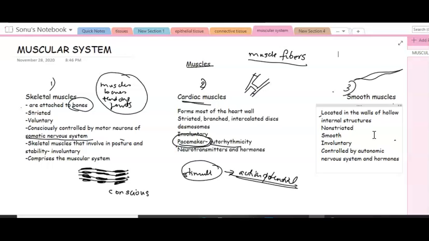Smooth muscle cells of the intestine have a pacemaker, and the intestines are always moving in a slow rhythmic manner in order to aid the peristaltic movement. Otherwise, they are also involuntary, controlled by the autonomic nervous system and hormones. Then next is the functions of the muscles.